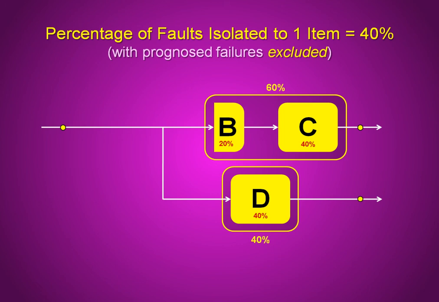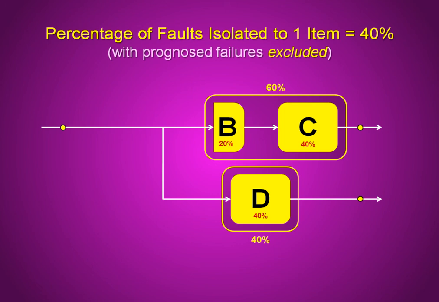Why is the number lower than our original detection number of 50%? Because item A, for which failures could be unambiguously isolated using diagnostics, has now been removed from the analysis since all of its failures could also be prognosed with 100% confidence. The exclusion of prognosed failures does not always result in less attractive isolation numbers, however. If failures to item A had not been prognosed, only those to B, then the numbers would have shifted in the other direction, since only the isolation to two items would have been reduced.